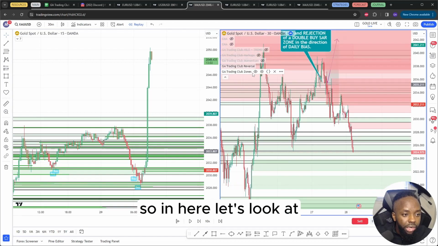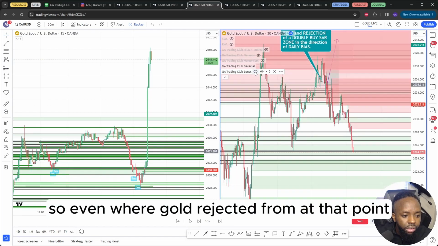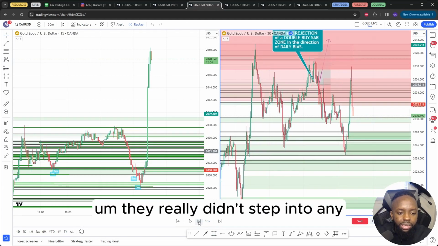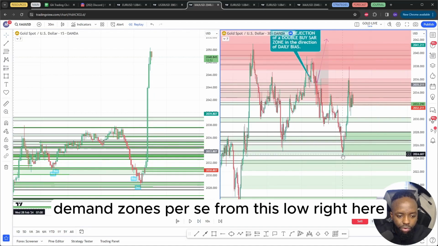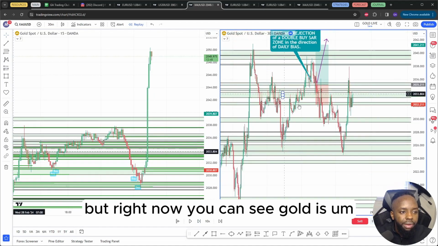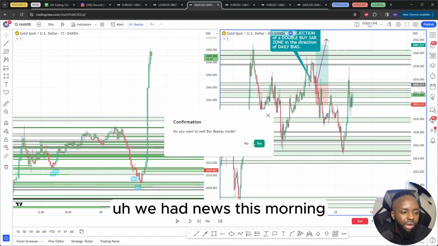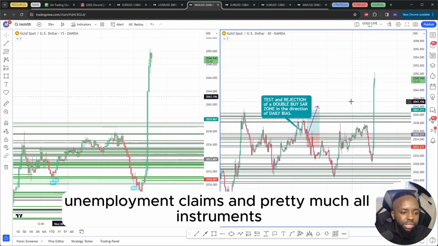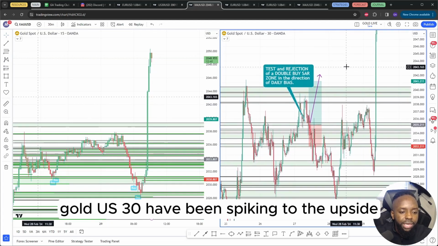So in here, even where gold rejected from at that point, they really didn't tap into any demand zones per se from this low right here. But right now you can see gold is spiking to the upside. We had news this morning, unemployment claims, and pretty much all instruments, gold, US30, have been spiking to the upside.